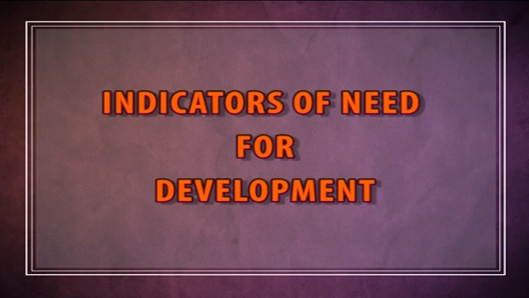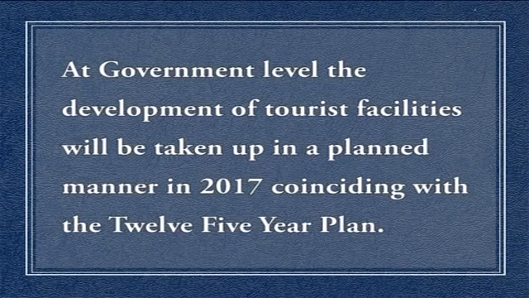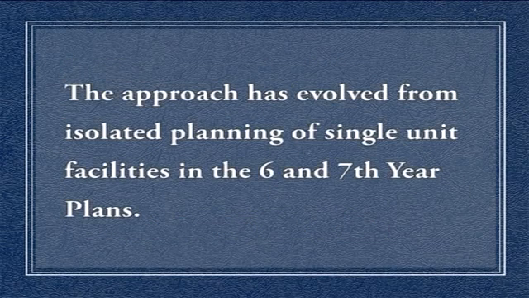Coming to indicators of need for development. Tourism development in India has passed through many phases. At government level, the development of tourist facilities will be taken up in a planned manner in 2017, coinciding with the 12th 5-year plan. The approach has evolved from isolated planning of single unit facilities in the 6th and 7th year plans. The 6th plan marked the beginning of a new era when tourism began to be considered a major instrument for social integration and economic development.